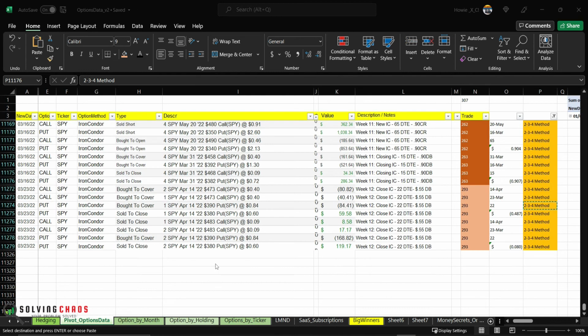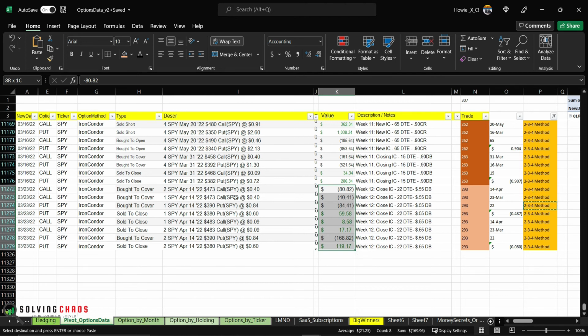The first one is my 234 method. Those of you who've been watching know what this is. I'm basically doing iron condors on SPY with no more than $9,000 at risk at any given point. What I did this week was just one trade. I closed an iron condor that was at 22 days to expiration, but I didn't open anything new. The reason is I already have other ones open.